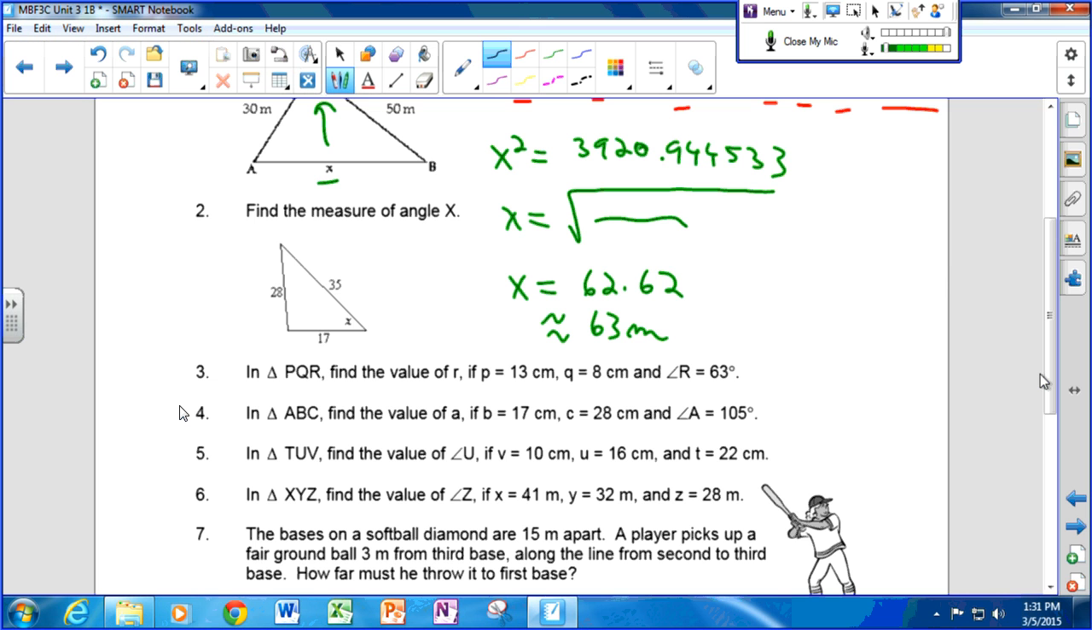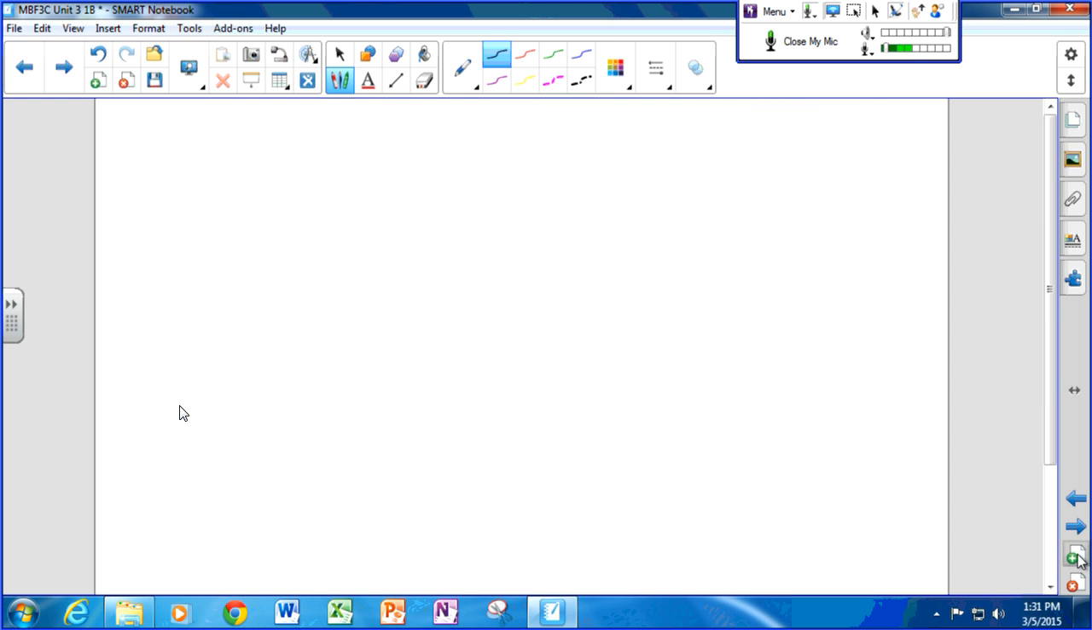I'll do the second one because it's also finding a measure of an angle. So we have to use the alternate version of our equation here. There's no room on the sheet, so I'm just going to make a new page here, but you can stay on page 30 of the handout, unit 3. All right, find the measure of x. This is support question 2.